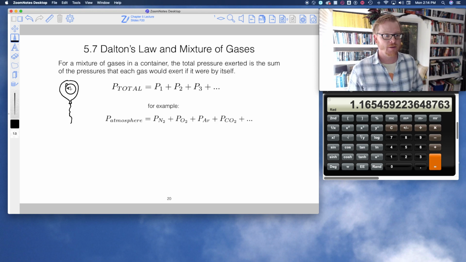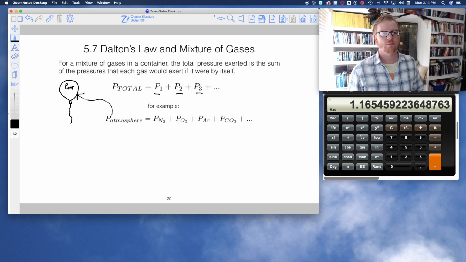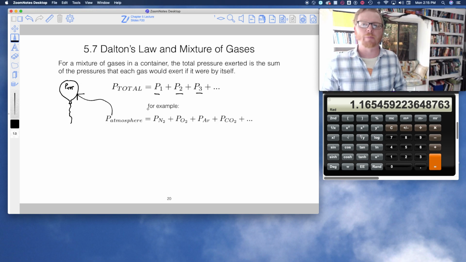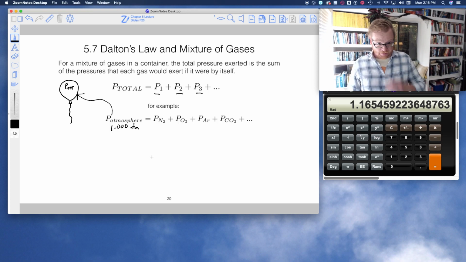So I'll say P total, okay? The total pressure inside this balloon is going to be the sum of all of the individual pressures of whatever is in there, okay? So for example, suppose we put atmosphere in the balloon, right? Which could be achieved through a pump. Not me putting my breath in, but let's say I'm putting the actual atmosphere in the balloon with some bike pump. Pump it up, okay? Well, that total pressure would be, let's just call it, 1.00 atm, assuming we're at sea level and it's perfect conditions, okay?